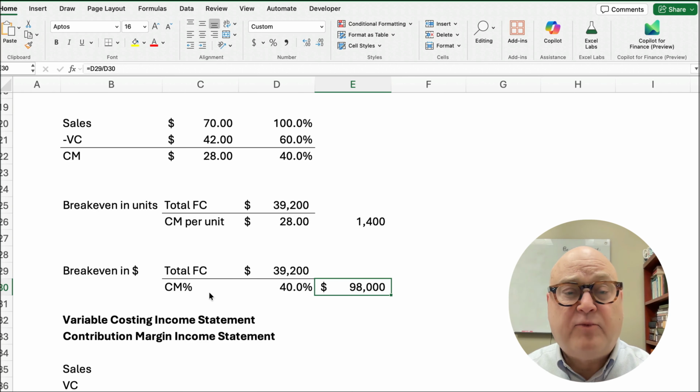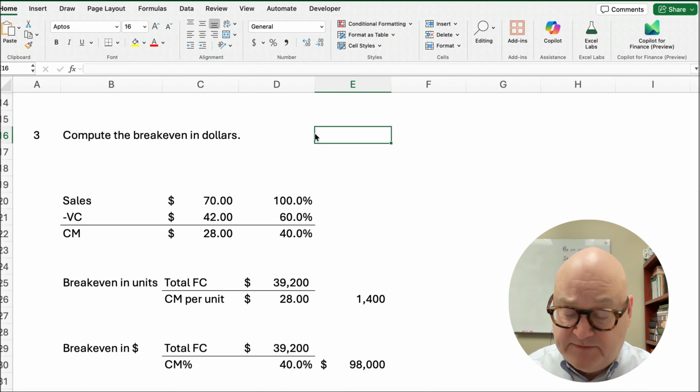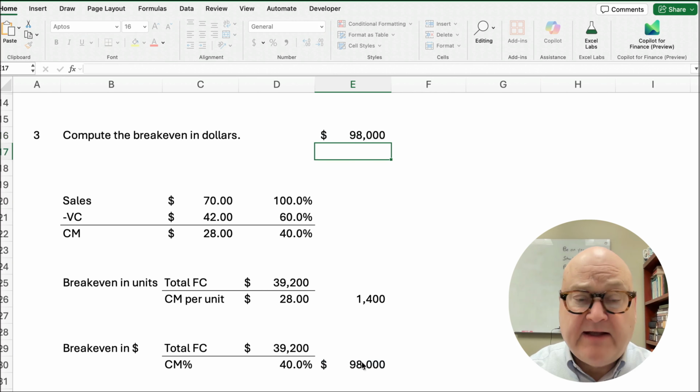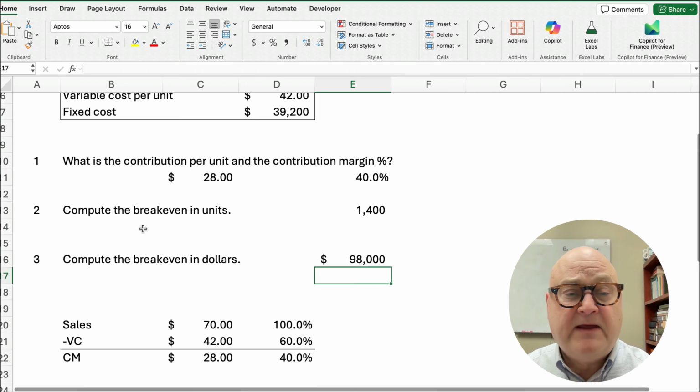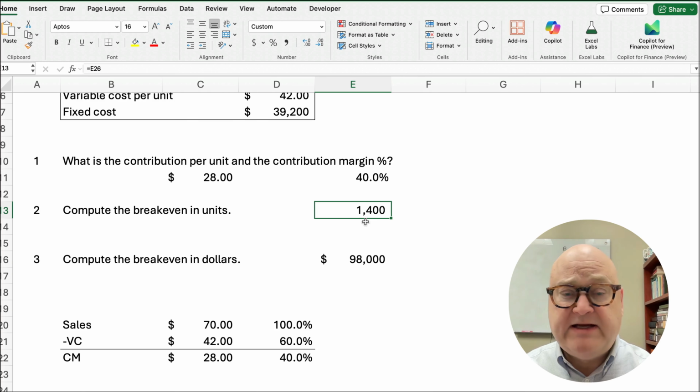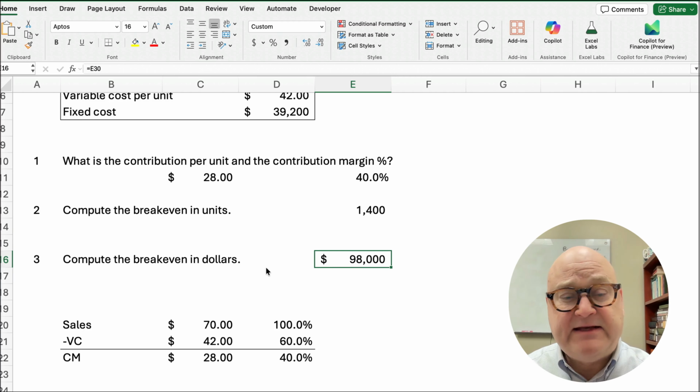98,000 is our break-even in dollars. So that's our answer. So what's the contribution margin? $28, or 40%, however you want to think about it. The break-even in units is 1,400 and 98,000 in dollars.